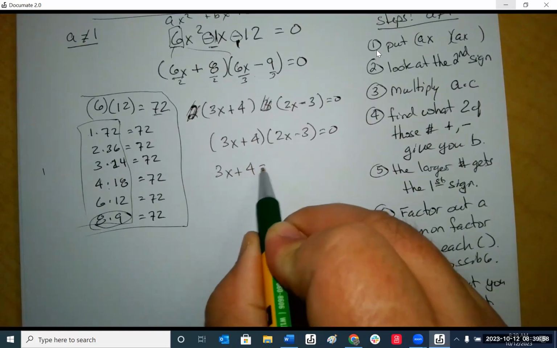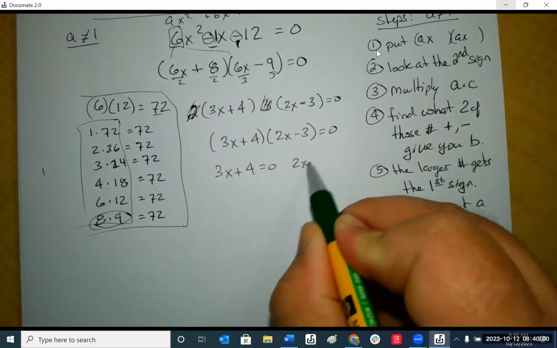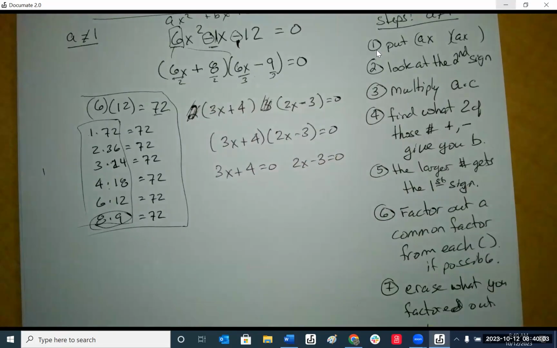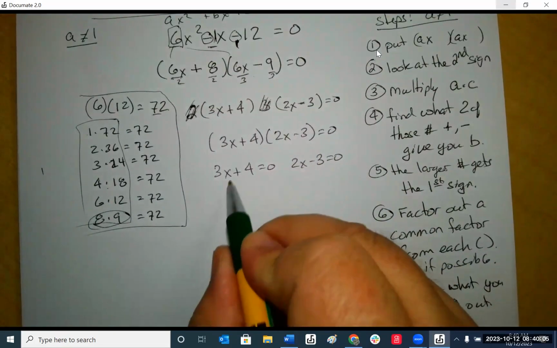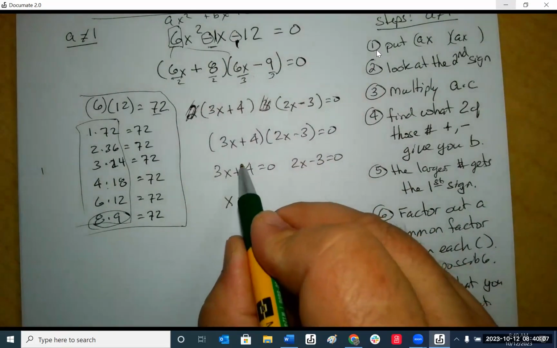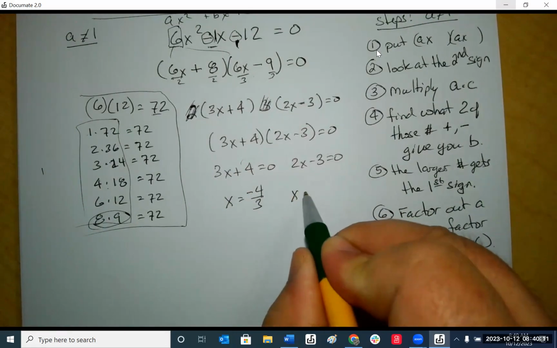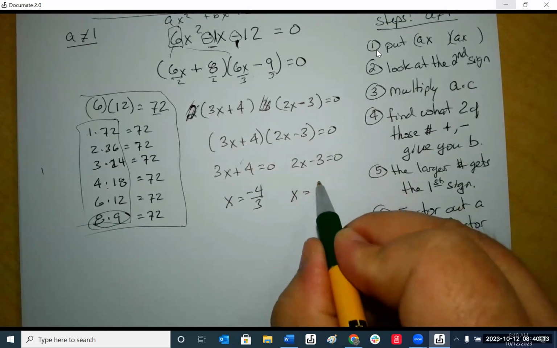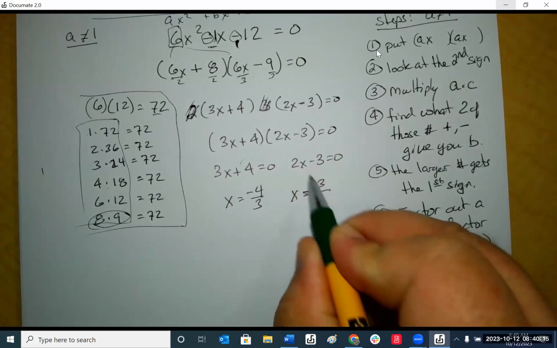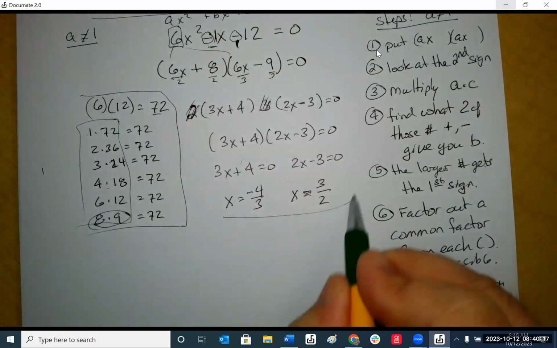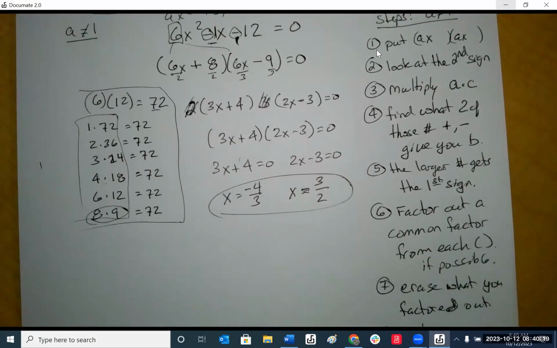3x plus 4 equals 0. 2x minus 3 equals 0. Solve for x. It'll be negative 4 divided by 3. The 3 goes over, so it's positive 3 divided by 2. And these are your x-intercepts, your solutions.